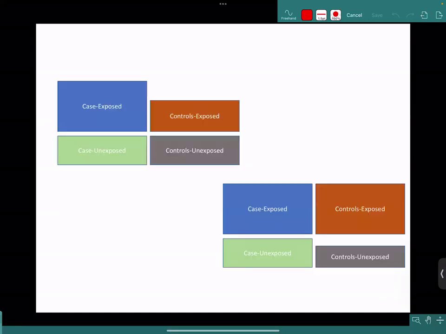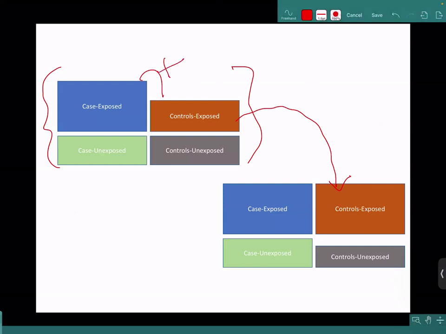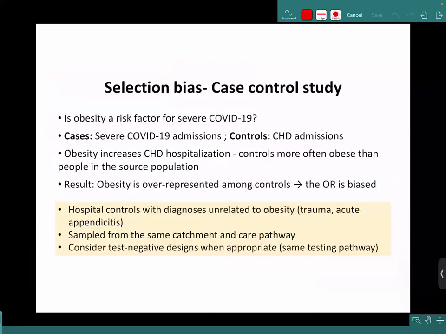Again, this particular part is about the situation in your population. Suppose you select more controls who are exposed. There is a true association in the population, but because you have over-representation of exposed controls, there will be an underestimation of this association. So you will find a weaker or no association between exposure and outcome because you have a problem in selection of the controls. Now we are going to look at an example.